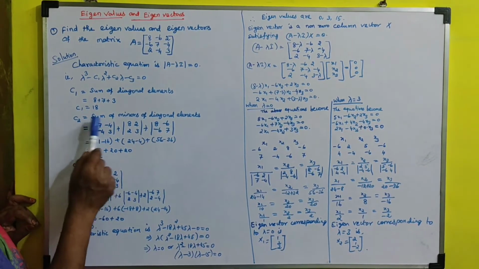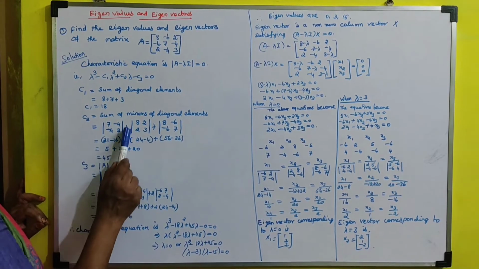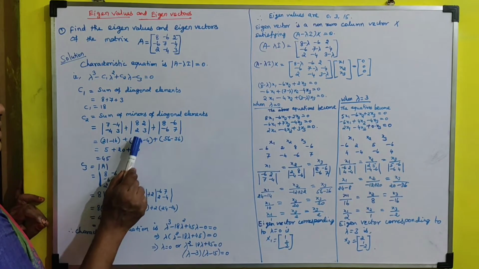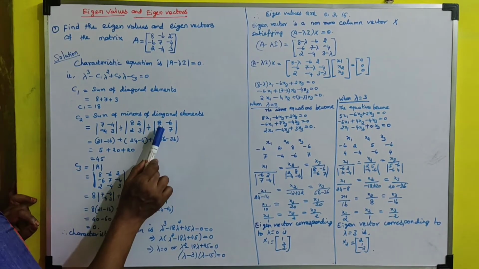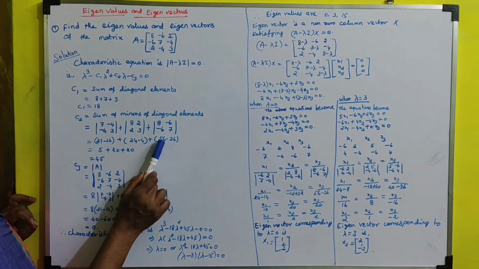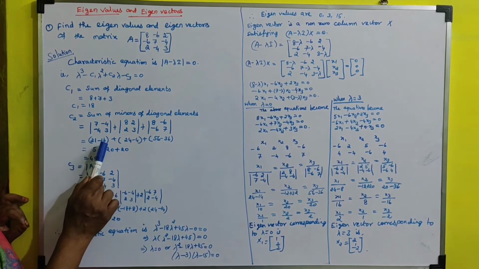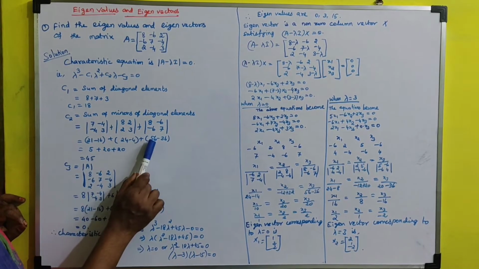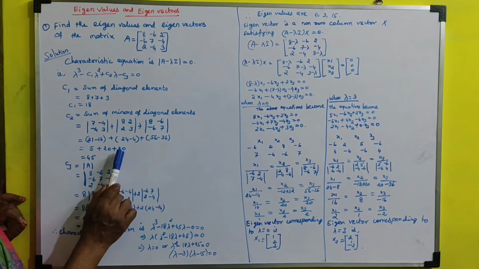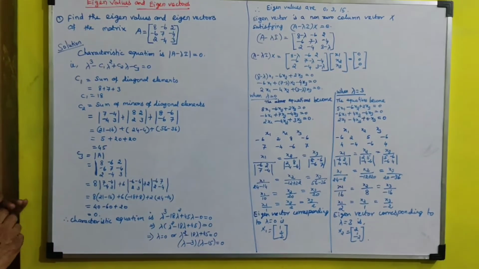Determinant of these is 21 minus 16, plus 8 into 3, 24 minus 2 into 2, 4, plus 8 into 7, 56 minus 36. 21 minus 16 is 5. 24 minus 4 is 20 and 56 minus 36 is 20. So the total is 45. This is the C2 value.